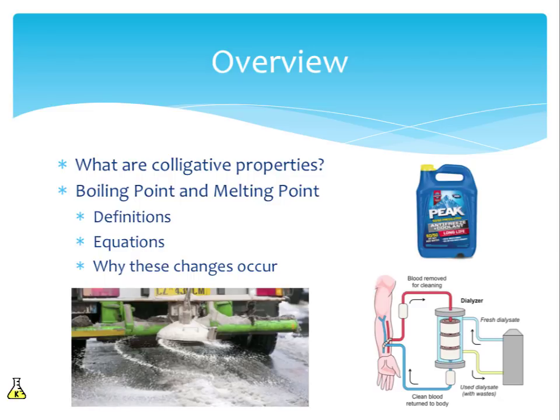First, we'll come up with a more formal definition of what a colligative property actually is. And while there are many examples of colligative properties out there, we're going to focus primarily on two of them this year, talking about boiling point and melting point. We will redefine both of those terms, although I think most of us have a pretty solid idea of what those two ideas are. We'll talk about equations that can be used to measure how much the properties change as a result of changes in the concentration of our solution.